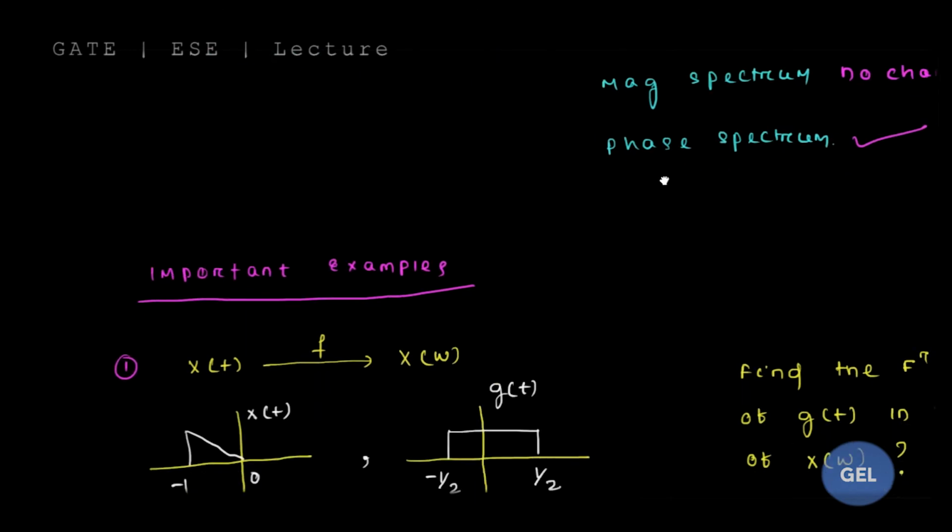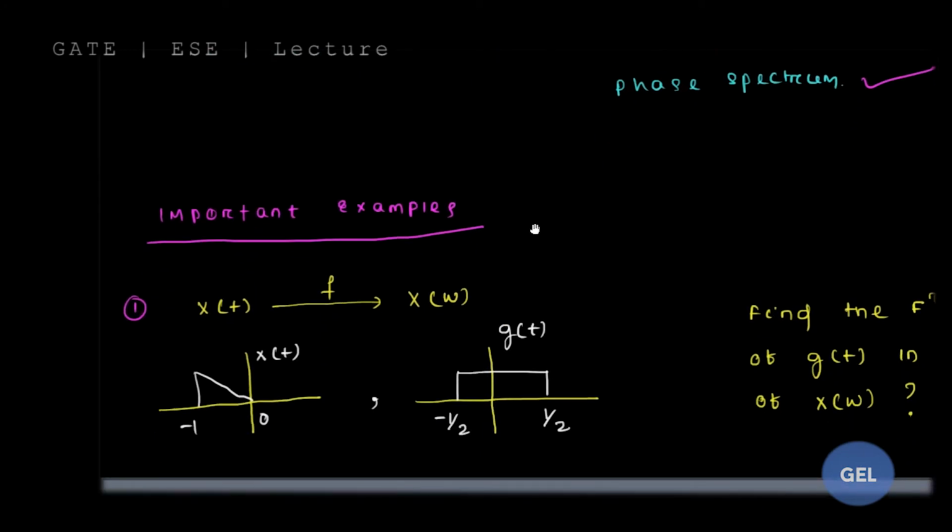Okay, moving on. There is a very important and conceptual example that I'm going to discuss with you. Please look here carefully. I want your 100% attention here. This is a very important property actually. You have an x of t and you have a g of t. X of t looks like a sawtooth pulse which is distributed from -1 to 0, and g of t looks like a normal rectangular pulse within -1/2 to 1/2.